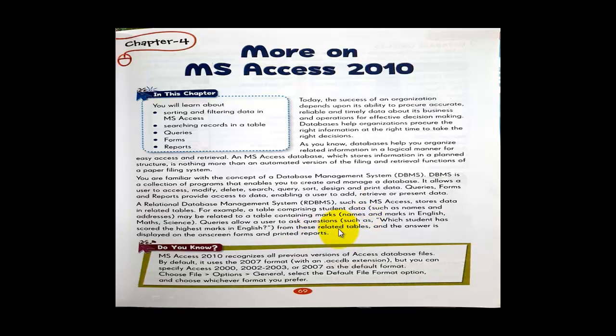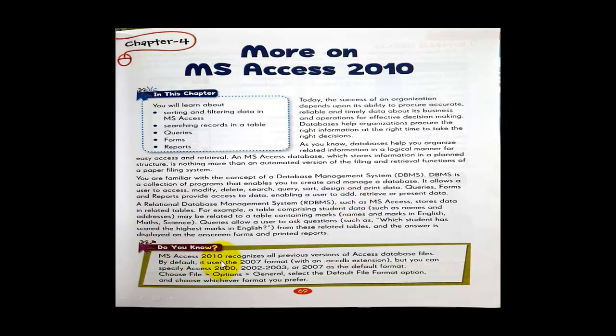Now, from the related tables which we have already created, just assume that we have the names of the students and their addresses, and the marks they got in English, Maths, and Science. If you want to see which student got the highest mark, you can see it from the related tables, and the answer is displayed on the on-screen form or on a printed report. So a DBMS or RDBMS, a relational database management system, is very useful in this way.